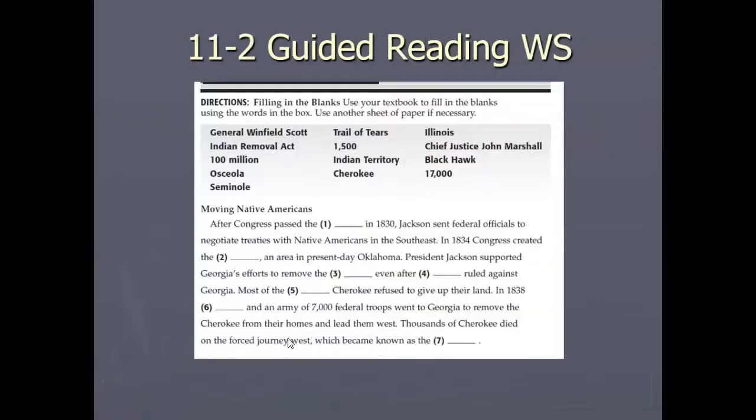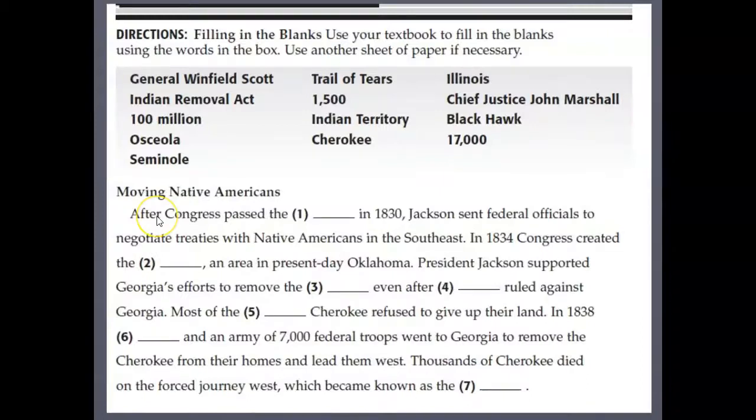So in this presentation, we're going to be going over the 11.2 guided reading worksheet answers, so you should have that out with you. So let us begin. The first question, to fill in the blank, the answer is Indian Removal Act. After Congress passes the Indian Removal Act, Jackson sent federal officials in to negotiate treaties with Native Americans in the Southeast. I did share out an 11.2 note guide, and I'll be jumping back and forth between this worksheet and some notes to add in.